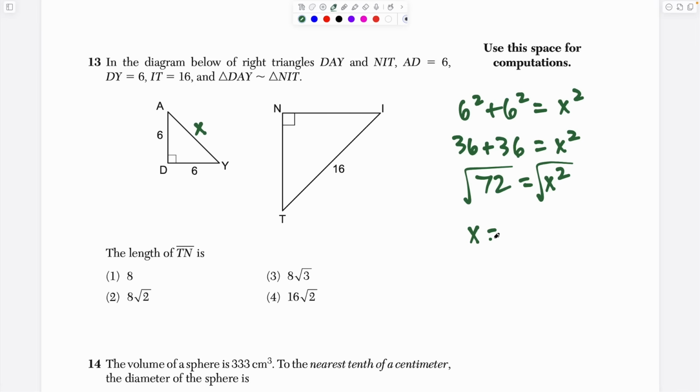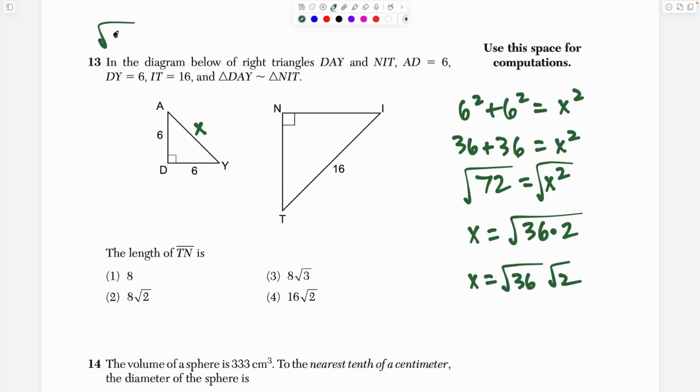And that's going to give us x equals the square root of 72. But I want to simplify this square root here. So instead of square root 72, I'm going to write this as the square root of 36 times 2. And I know that 36 goes into 72 because we just did 36 plus 36 equals 72. So that would be 36 times 2. And now I could break this radical up to square root 36 times square root 2.